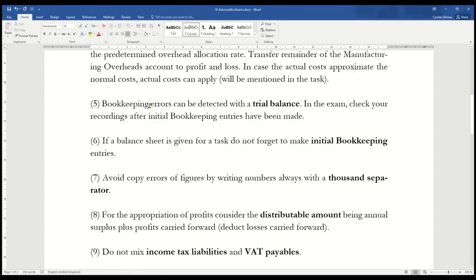Avoid continuing your calculations by a bookkeeping error by applying a trial balance. Even if you don't write it down, just do it on your calculators.